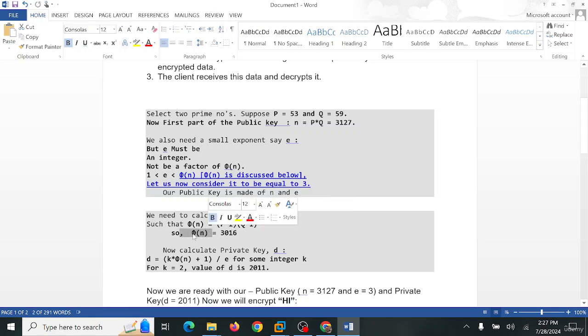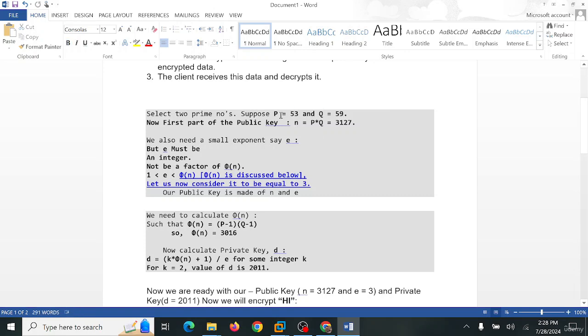After getting this phi of N, we also need to get the small exponent E, which must be an integer, but this should not be a factor of phi of N. This is the important one. So we also need to consider the value of E, and it should not be a factor of phi of N, because if you find the factors of N, which are P and Q, then Euler's totient will be known, and obviously all the things will be known. So the main advantage of the RSA algorithm is that it is very hard to factor the value N, because this N will be very large.